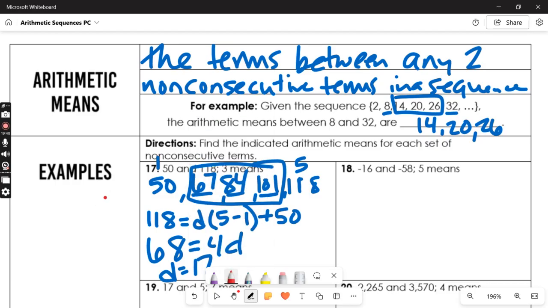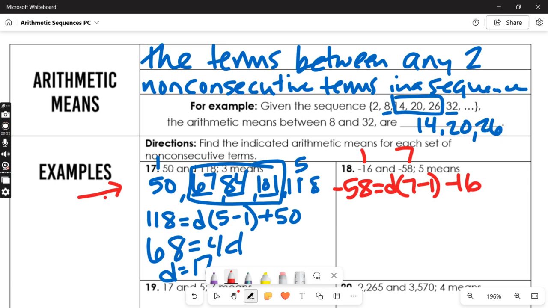So it's kind of like we're working backwards. This time it says we're looking at 5 means, which tells us this is the first one, and there's 5, so that means this is the 7th one. Okay, so plugging it in, I would have negative 58 is equal to d times 7 minus 1, minus 16.